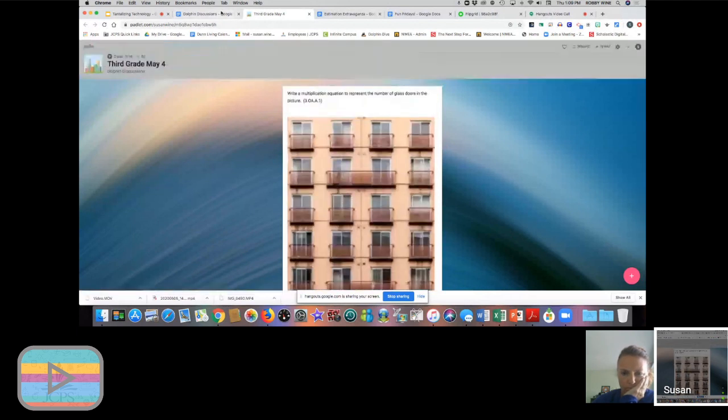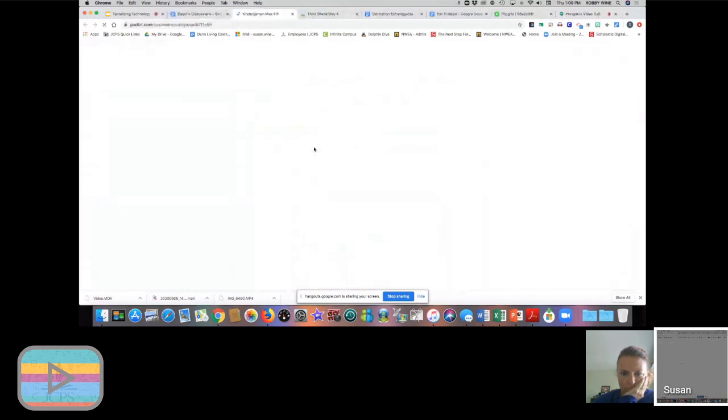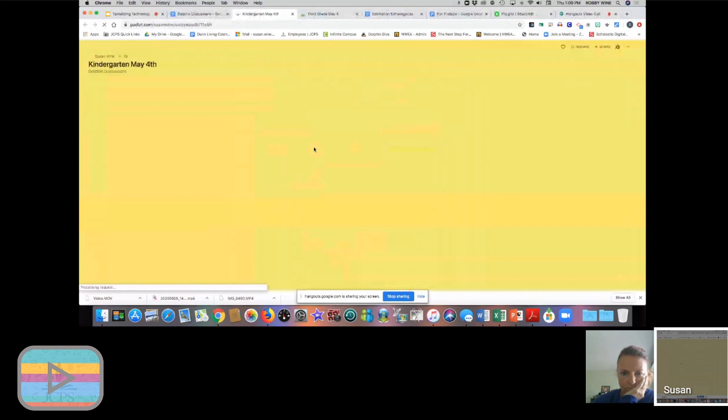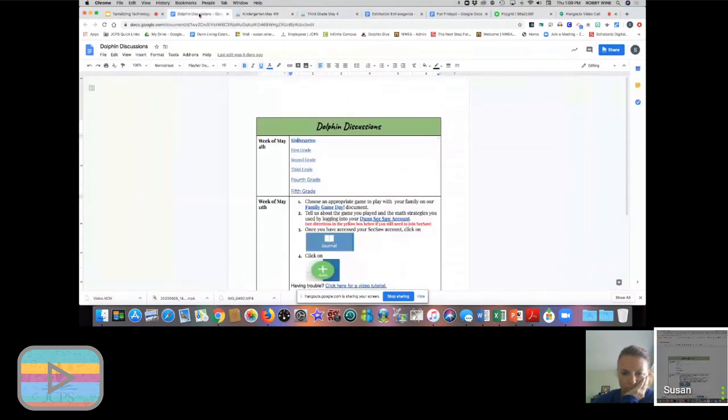So like that was, and then here's the one for kindergarten. So it's the same picture, but a different question. How many glass doors do you see in the top row? So the kiddos can go in and respond to that.